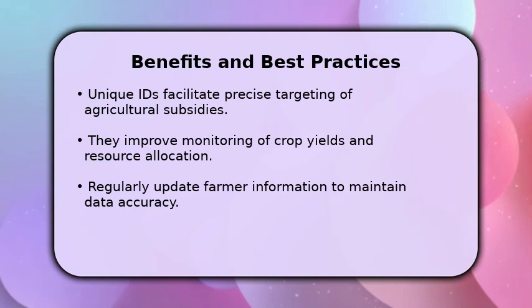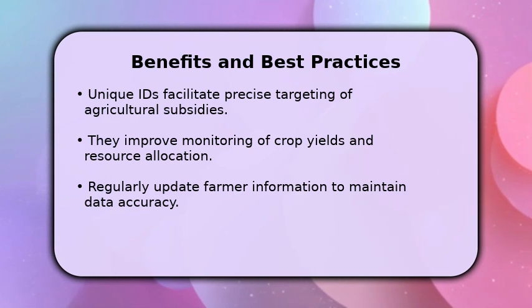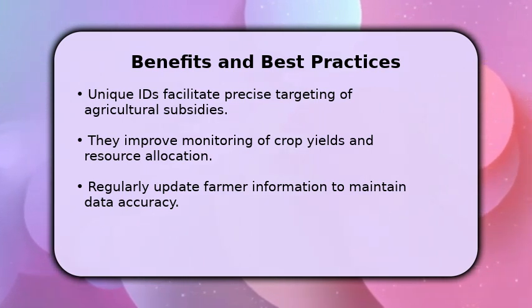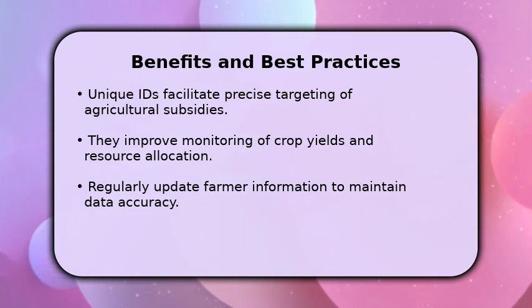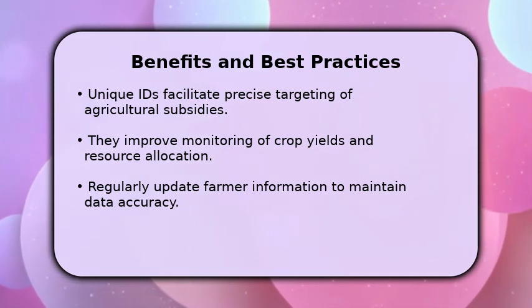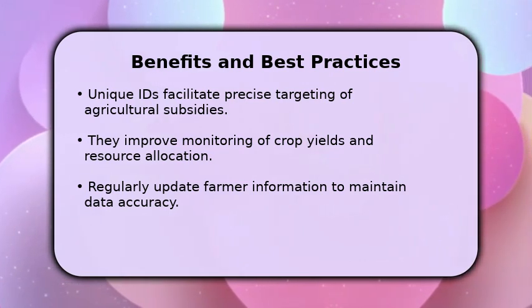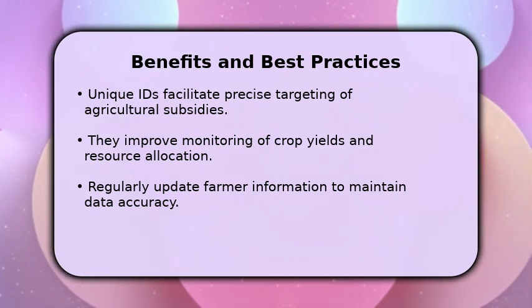The benefits of a unique farmer ID system are substantial. It enables precise targeting of agricultural subsidies and support programs, ensuring aid reaches the intended recipients. Furthermore, it significantly improves the monitoring of crop yields, resource allocation, and overall agricultural productivity. Remember to regularly update farmer information and implement robust data privacy and security measures to protect sensitive personal details.